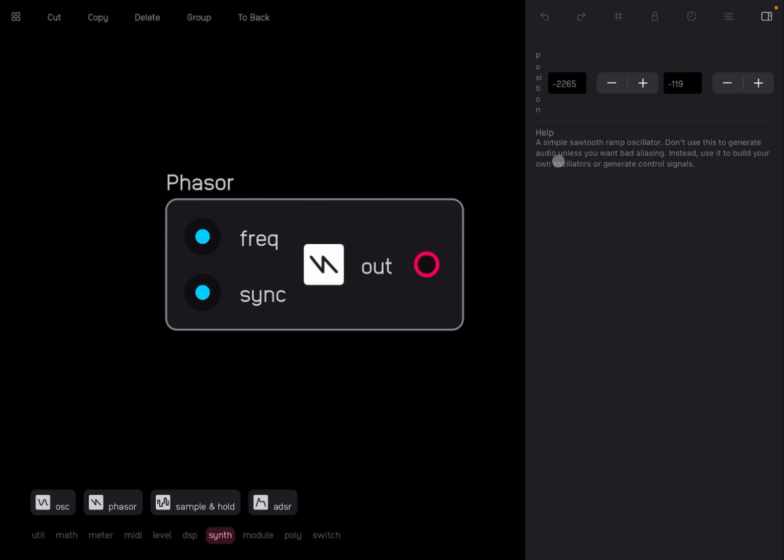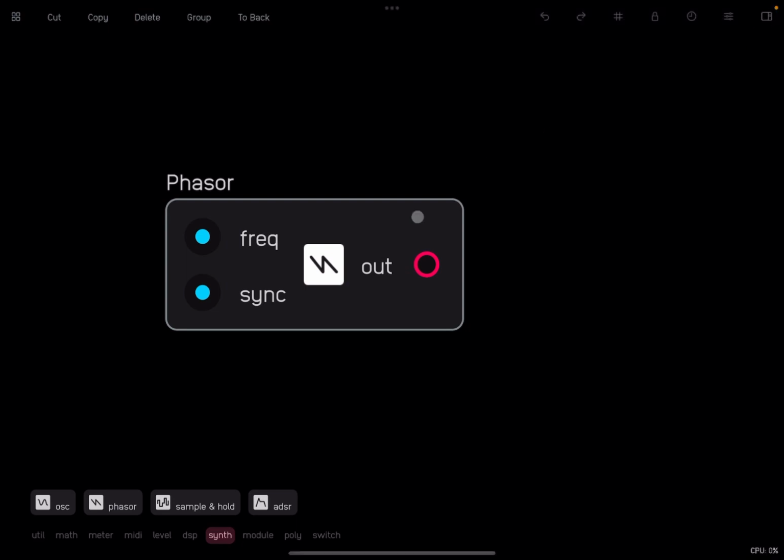As you can see, the help says it's a simple Sawtooth ramp oscillator. It's very simple, but it's also very, very powerful. The guideline is not to use it to produce audio unless you want bad aliasing, but there is a way also to remove that, which I will show you in a future tutorial. But of course you can use it to generate, for example, LFOs, which it is very good at.